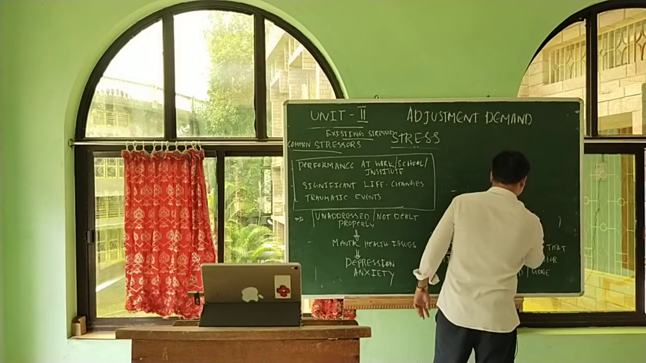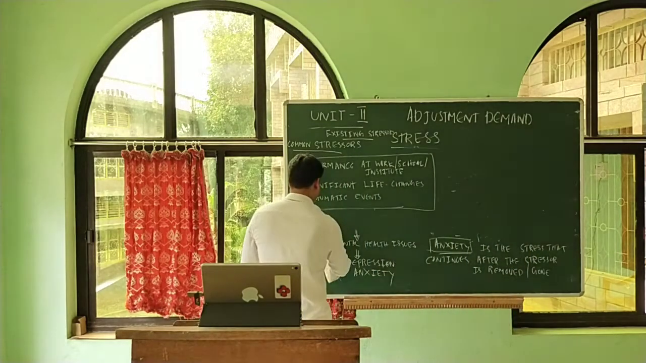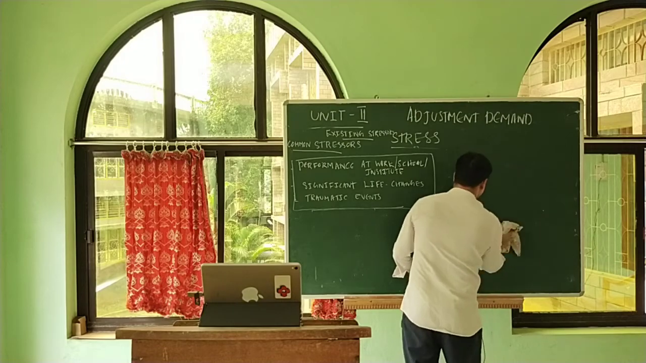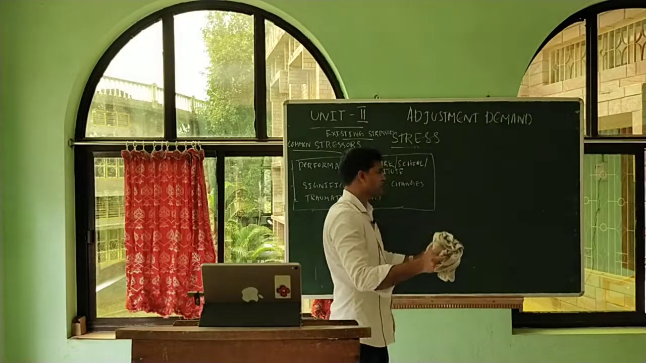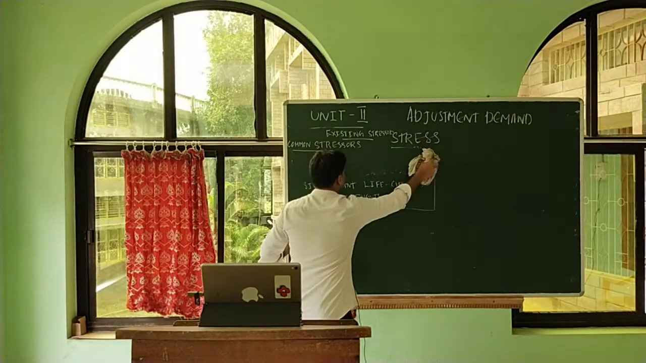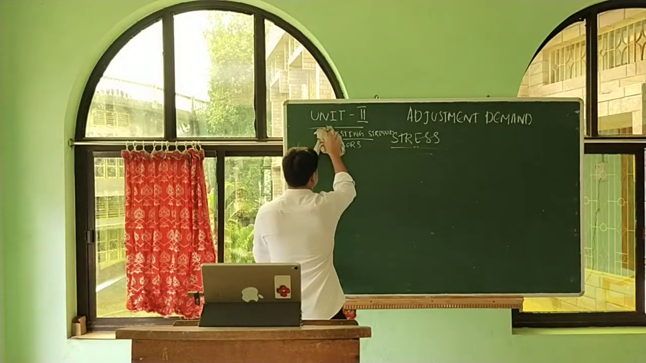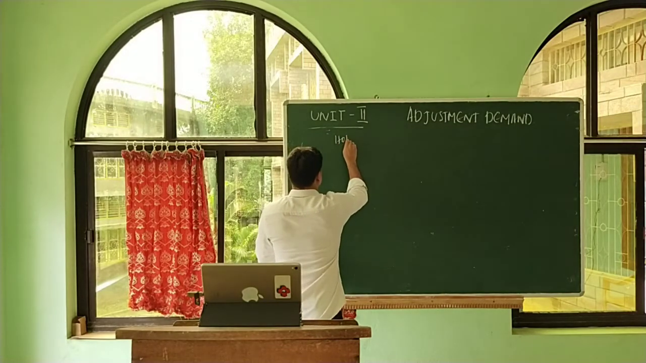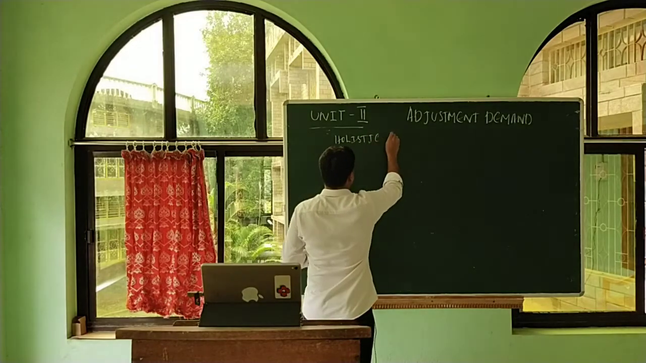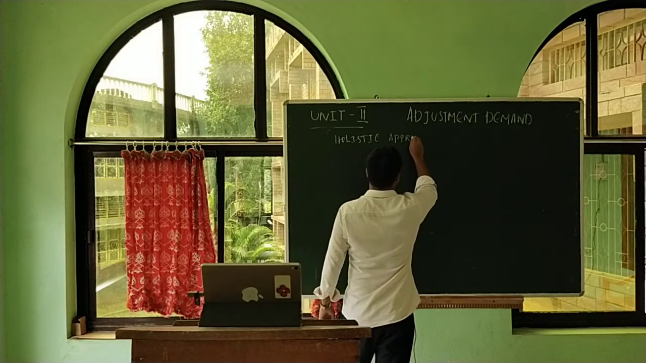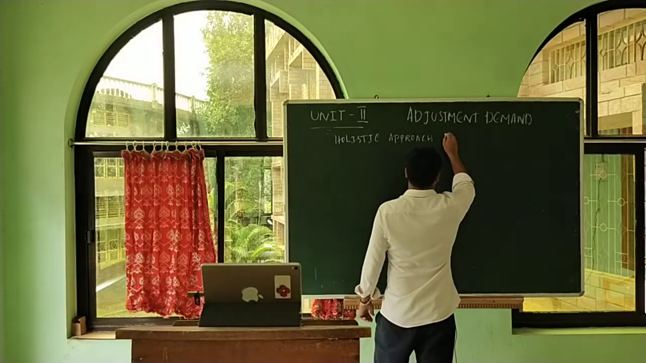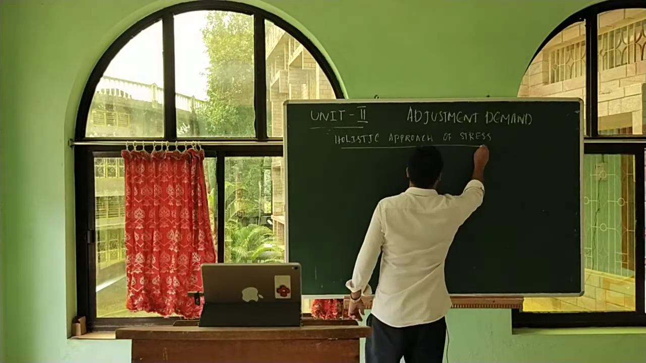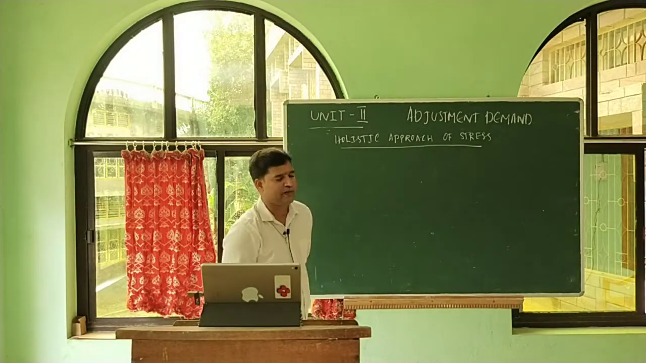So we'll have the holistic approach of stress. Mind, body and environment. When these three elements are taken into consideration, then we will have the holistic, or complete, view of stress. How to understand stress holistically from the point of view of mind, body and environment.